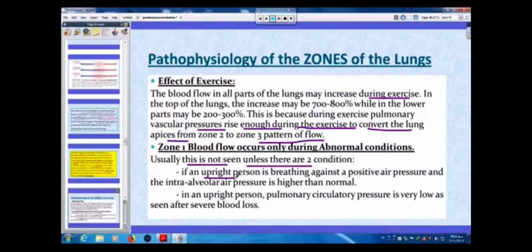If an upright person is breathing against a positive air pressure and the intra-alveolar air pressure is higher than normal. Or, in an upright person, if pulmonary circulatory pressure is very low, as seen after severe blood loss.